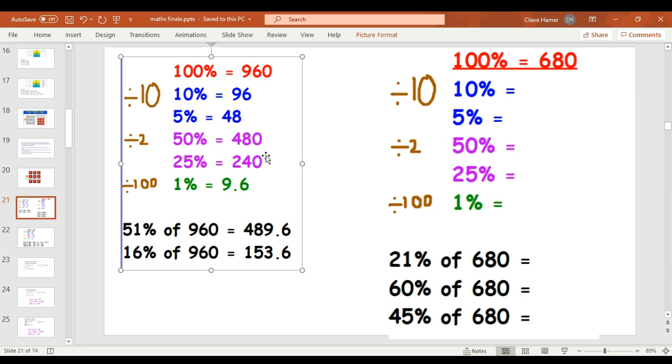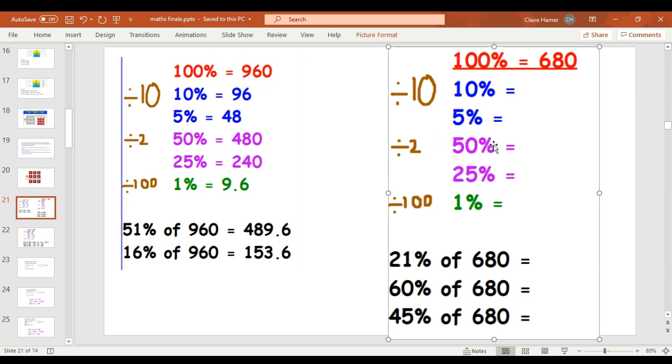Okay, so just as a little recap, I would like you to complete this side of the screen. So I'd like you to look at the number 680. I'd like you to fill in 10%, 5%, 50%, 25% and 1%. Once you've done that, I would like you to use the information up here to work out the answers to these 3 questions. Pause the video and have a go.